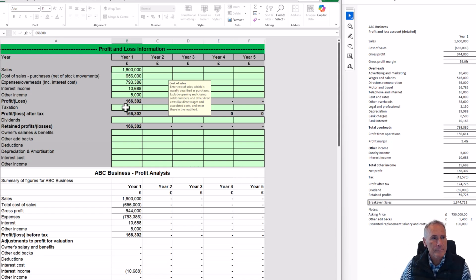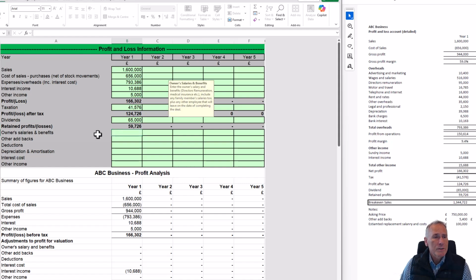So the next entry is the taxation. And on here, that's in that year is 41,576, again, entering as a positive entry. And then dividends. And we've got a dividend here of £65,000, leaving you a retained profit in this year of 59,726, which ties up here, 59,726.